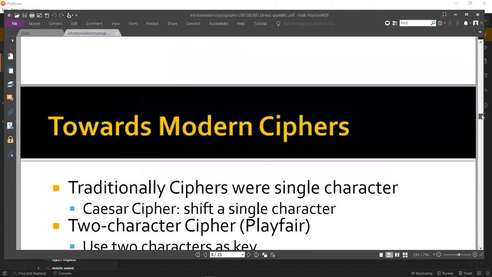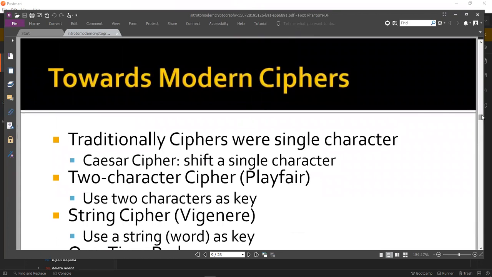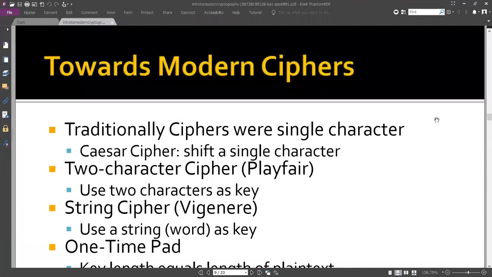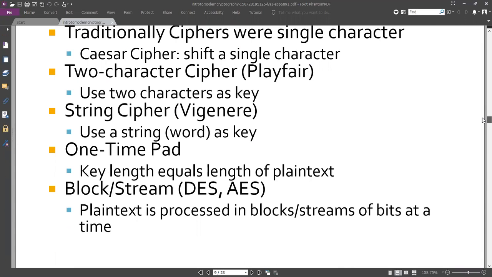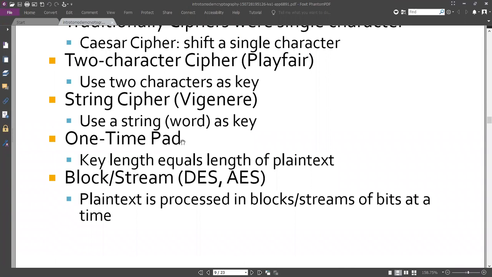So we have another one, and that is the difference between traditional and modern ciphers. Traditionally, ciphers were single characters, like the Caesar cipher, which shifts a single character. Then we have the two-character cipher, Playfair, which uses two characters as key. Then we have the string cipher, which uses a string of words as key. This one, I think I mentioned it, I wasn't remembering the name. It was the one-time pad, which uses a key length equal to the message.